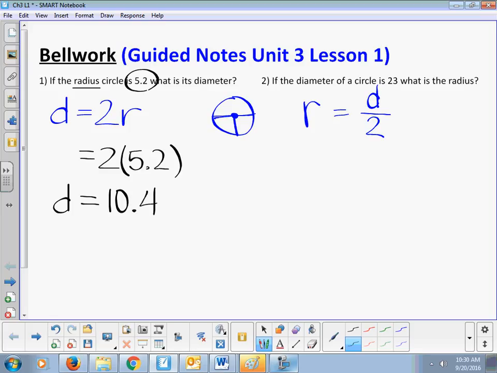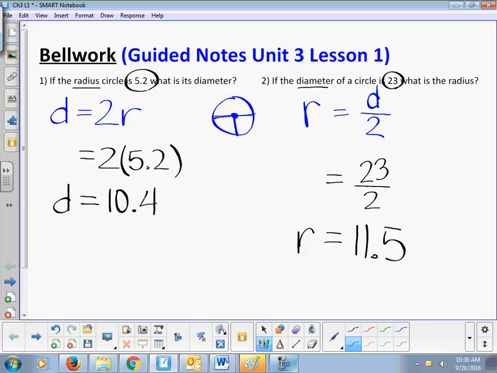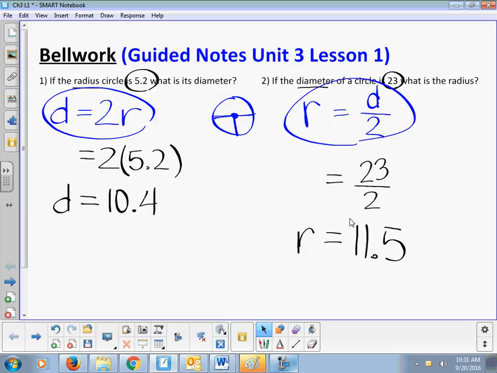For number 2, if the diameter of a circle is 23, what is the radius? So I know the diameter is 23. I'm going to plug that in for D, and I have to divide that by 2 to find my radius. What's half of 23, or 23 divided by 2? 11.5. And that would be our radius. I would suggest writing these down in your notes because you have a couple homework questions that are very similar to this.